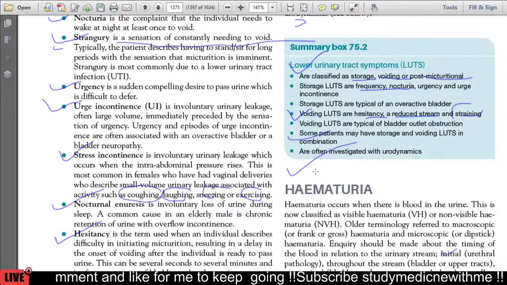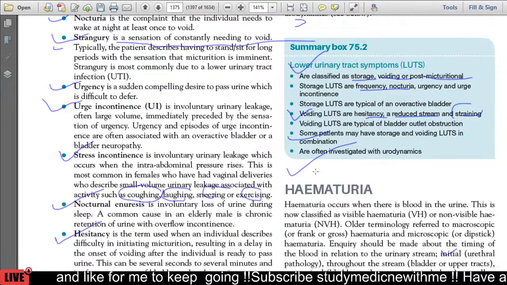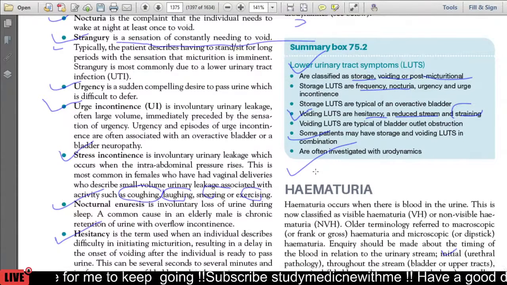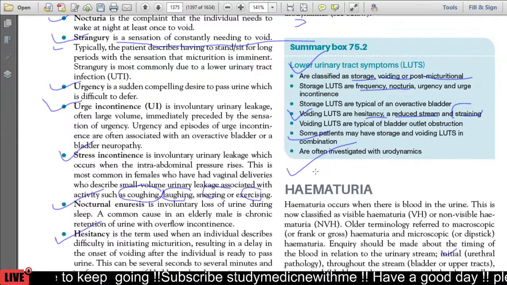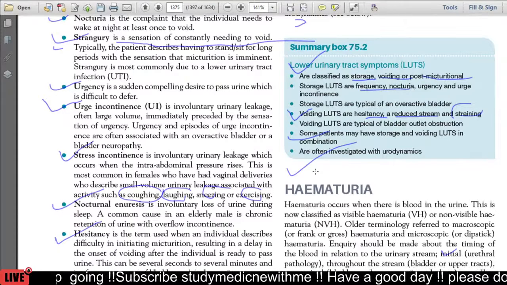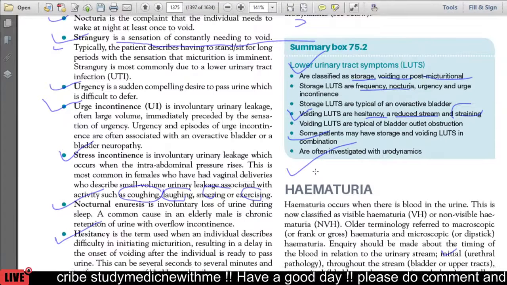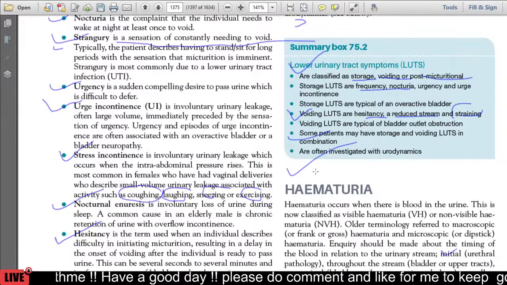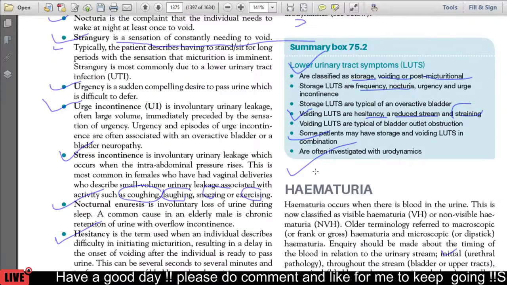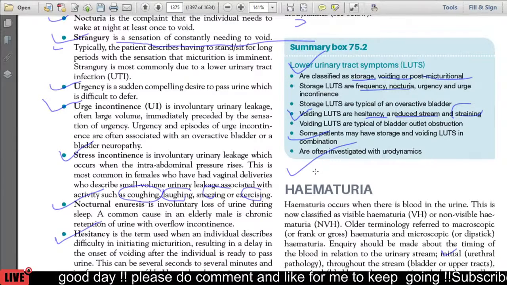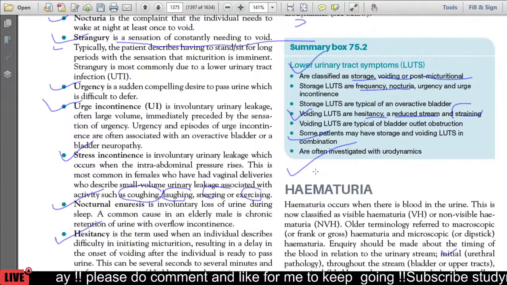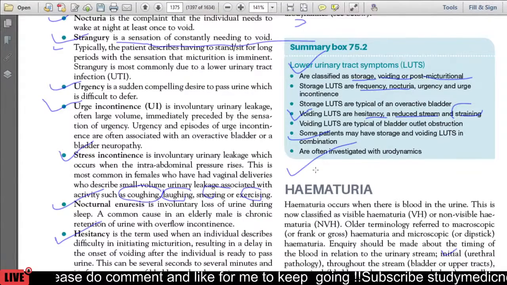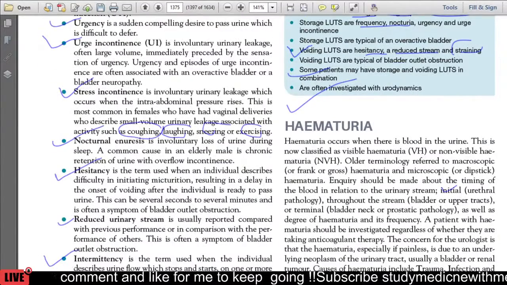There is hesitancy as well. Number one, hesitancy. Number two, urinary incontinence? No. Reduced stream, straining. Okay: hesitancy, reduced stream and straining. I got that right. Straining, I also got that right. That is hesitancy, but reduced stream, I didn't get that. It's okay, you don't get everything.